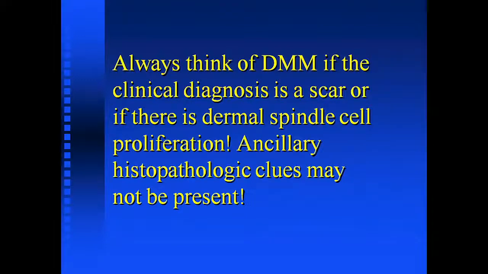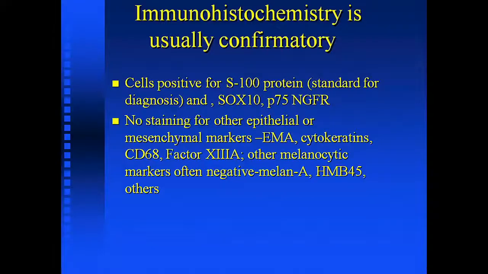Ancillary histopathologic clues may not be present, so you may not always see the atypical hyperplasia, and you may not see the lymphoid aggregates. You must always think of this, okay? Because what can happen is, as it's allowed to grow, as what you think is a scar, you'll find 3 years later it's a massive, several centimeter, deeply invasive nodule.